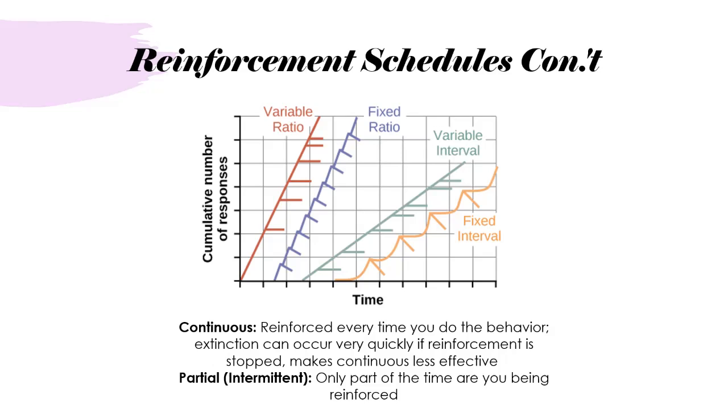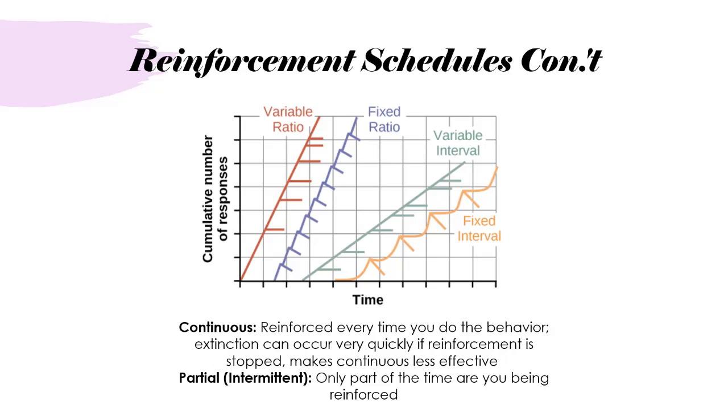For the slope in red, it is variable ratio, where the responses are reinforced after an unpredictable or unknown number of behaviors, such as gambling. In the blue is fixed ratio, reinforced after a known or set number of behaviors, such as working out and 15 burpees equals 1 minute of break.